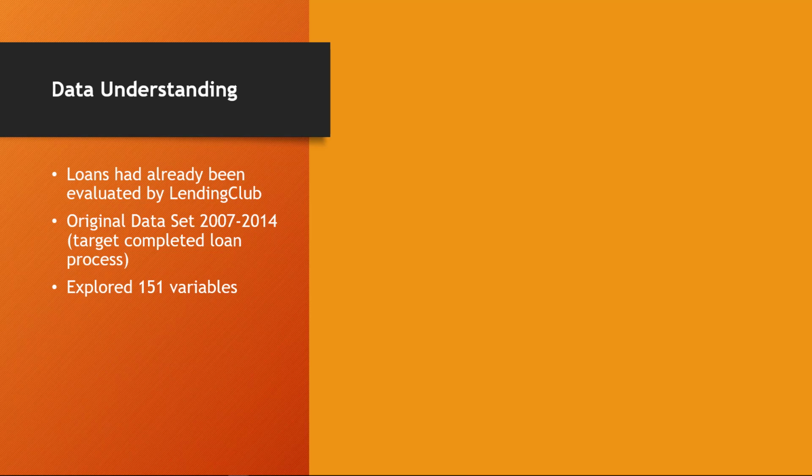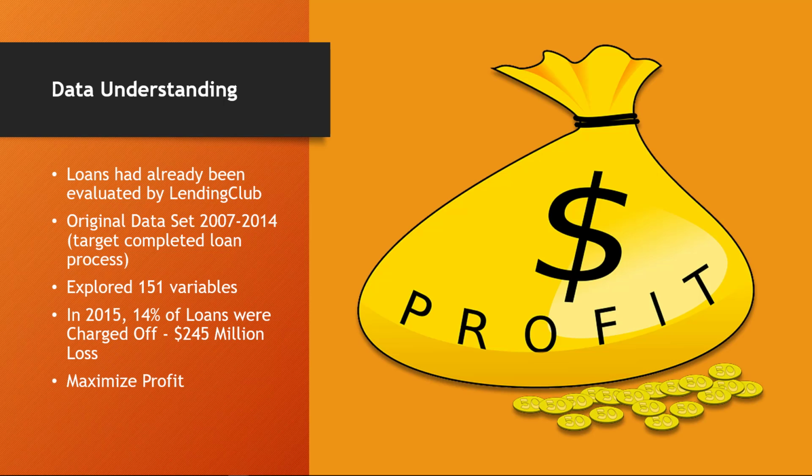There were 151 variables in the data sets we were looking at in this time period. And looking at the 2015 data, we found that 14% of the loans had been charged off, worth $245 million. So if we could find ways of avoiding these losses, we hope to maximize profit.